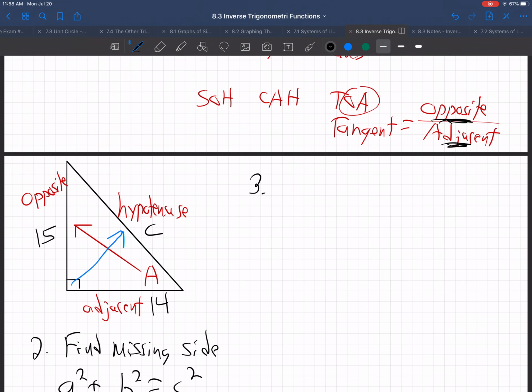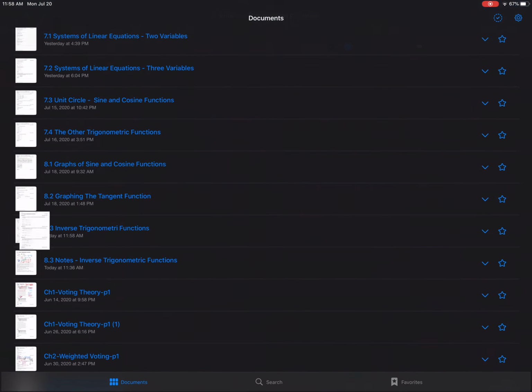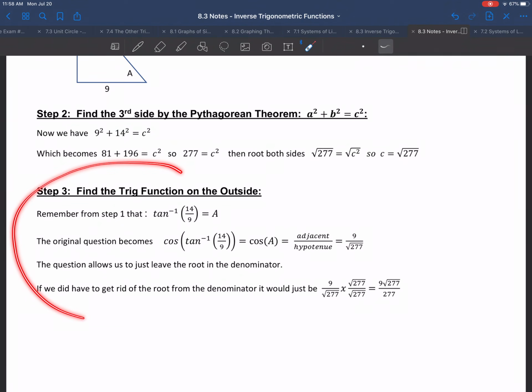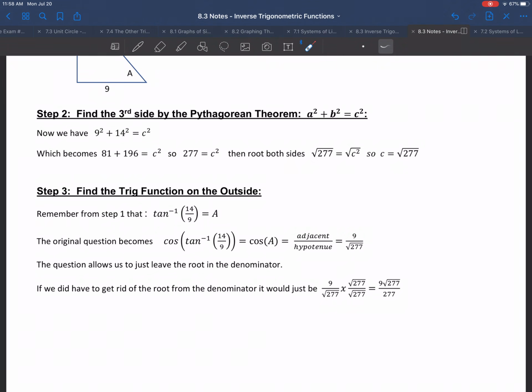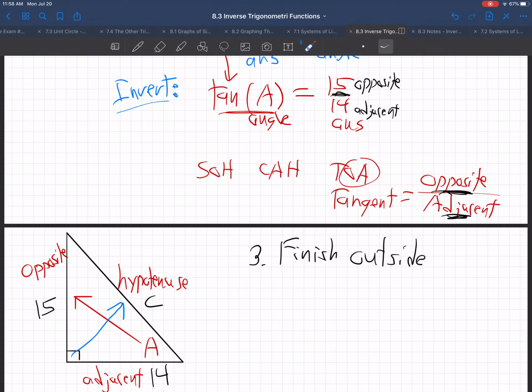Step 3 is finish the outside. I'll show you back on the notes. So back here on the notes, step 2 is do the Pythag, find the other side. Step 3, find the trig function on the outside. Go back to the outside and finish her up. Okay, let's do it. So, back to the outside.